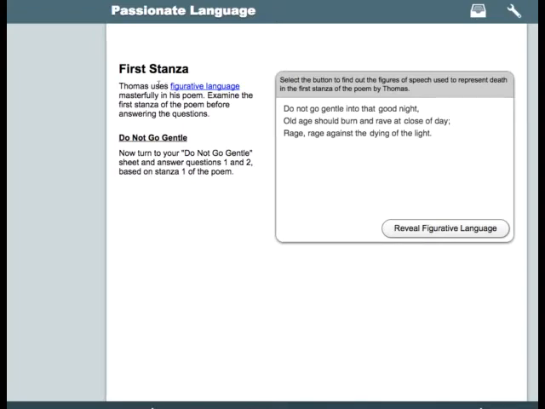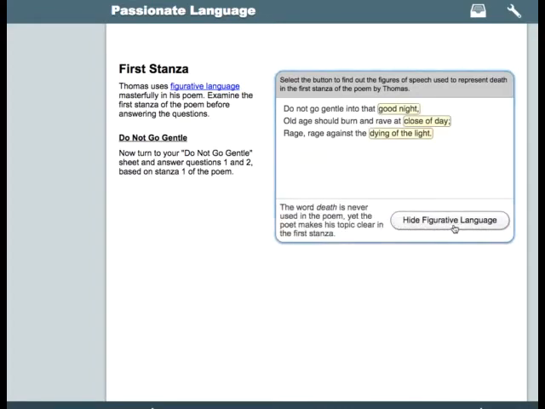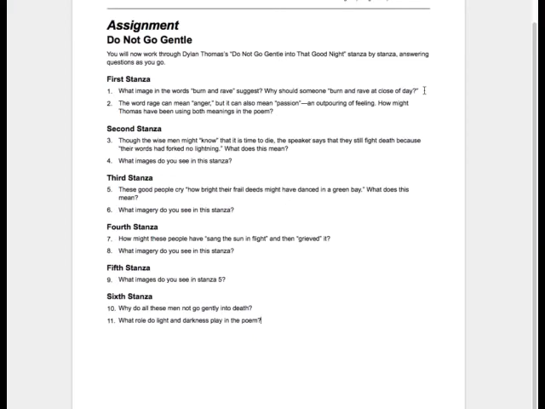So the first stanza, Thomas uses figurative language masterfully in his poem. Examine the first stanza of the poem before answering the questions. So we're talking about figurative language. Do not go gentle into that good night. Old age should burn and rave at close of day. Rage, rage against the dying of the light. Figurative language here. The word death is never actually used in the poem, but the poet makes his topic clear in the first stanza. The close of day, the dying of the light. Those are figurative language to describe death. And that good night, that's another one too. So then you go back to your sheet and you begin to answer the questions.